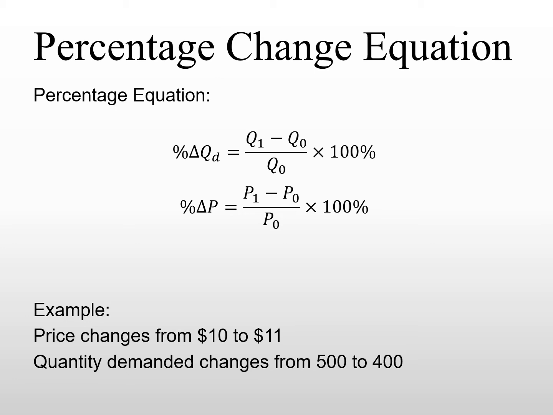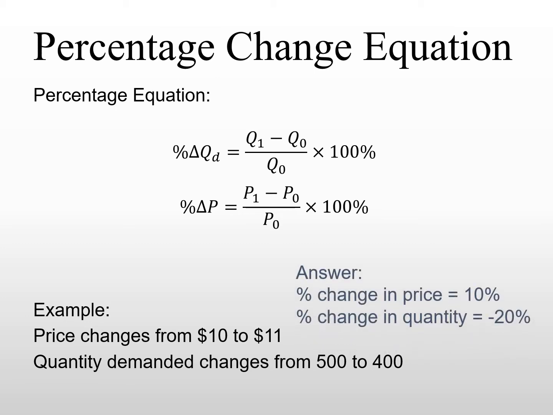I can actually calculate this very quickly on a piece of paper, and I strongly recommend you pause the video and give it a try: plug the numbers into the equation and see if you find the answers. For the quantity demand change, we have the quantity change from 500 units to 400 units. So 400 units is the new quantity and 500 units is the original quantity. Again, you can plug in the numbers into the equation and see if you find the answer.